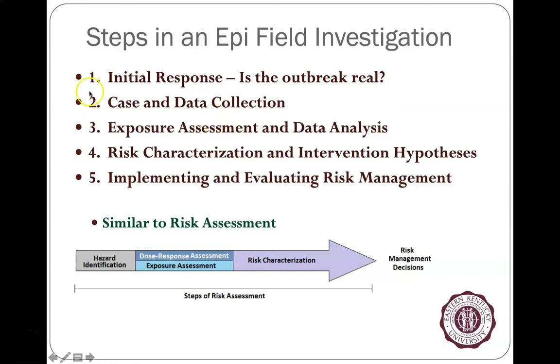And beyond case and data collection, mortality data collection is also in there. Once we've characterized the risk and developed some intervention strategies or hypotheses, we then have to go ahead and take that gamble, hopefully on good data, on which interventions are going to work best. We need to continually evaluate our interventions. We're trying to manage our risk. We're trying to manage the probability of adverse outcomes. So very similar to a risk assessment.